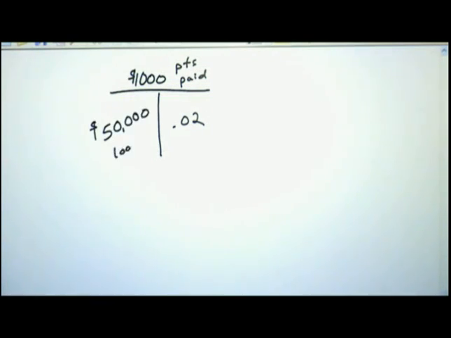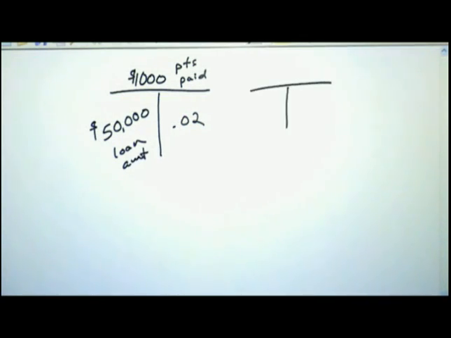So the first thing we've got to think about is that the $1,000 in points paid is smaller than the loan amount. So that's going to go on the top of our T. 2 points written as a decimal is 0.02. So $1,000 divided by 0.02 means that our loan amount is $50,000.